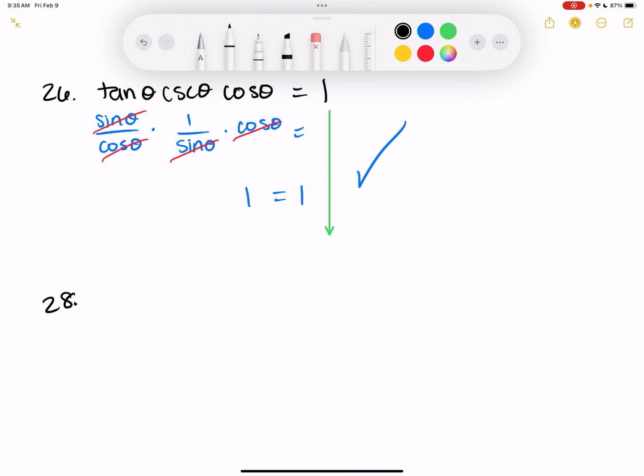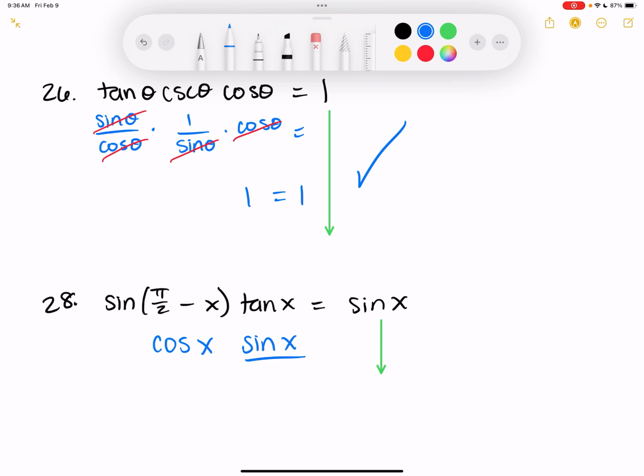Alright, 28. Sine of pi over 2 minus x times tangent of x equals sine of x. What's something I could rewrite here? Rewrite the sine of pi over 2 minus x: cosine x. And then can I rewrite tangent? Times sine of x over cosine of x.